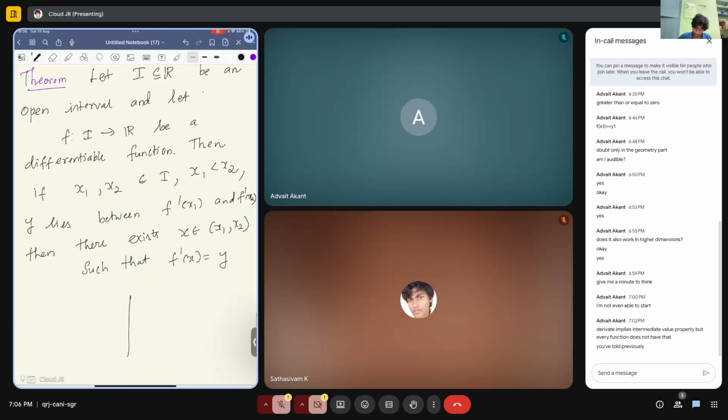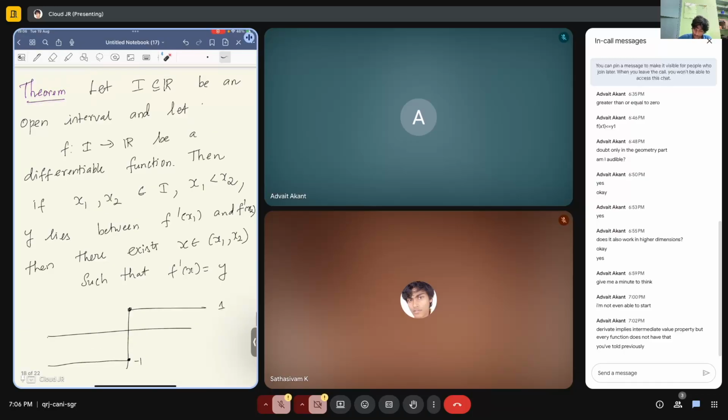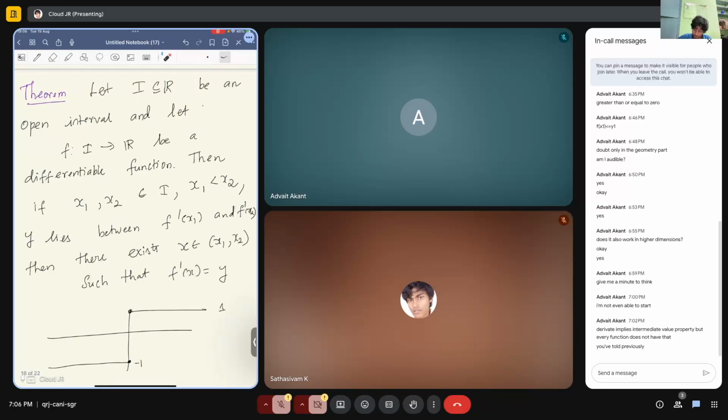So maybe you can draw here. Let's say I draw a function like this. It goes like this. Let's say at 0 it is, let's say, -1, and here everything is 1. Okay, this function does not have the intermediate value property, right? And if you have a derivative, this function cannot be a derivative.